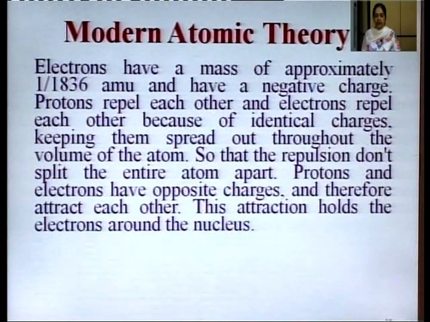Protons repel each other and electrons repel each other because of identical charges, keeping them spread out throughout the volume of the atom so that the repulsion does not split the entire atom apart. Protons and electrons have opposite charges and therefore attract each other. This attraction holds the electrons around the nucleus.